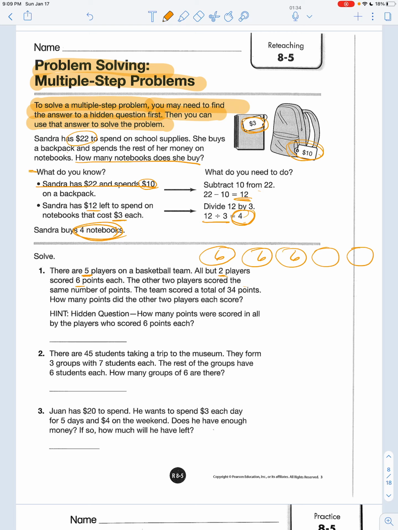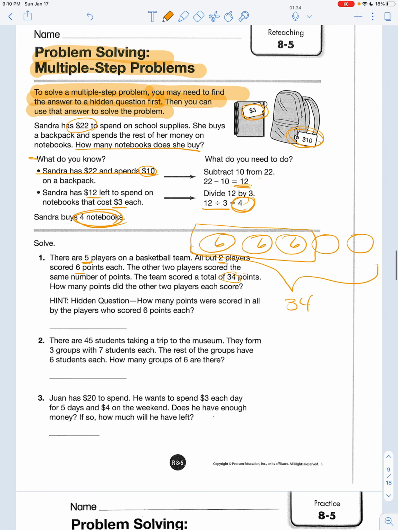The team scored a total of 34 points. Okay, so a total of 34. All 5 of them scored 34 points. All right, so we have 34. I know that 3 of them did 6. So how many is that in all? 3 times 6. How could I do that?